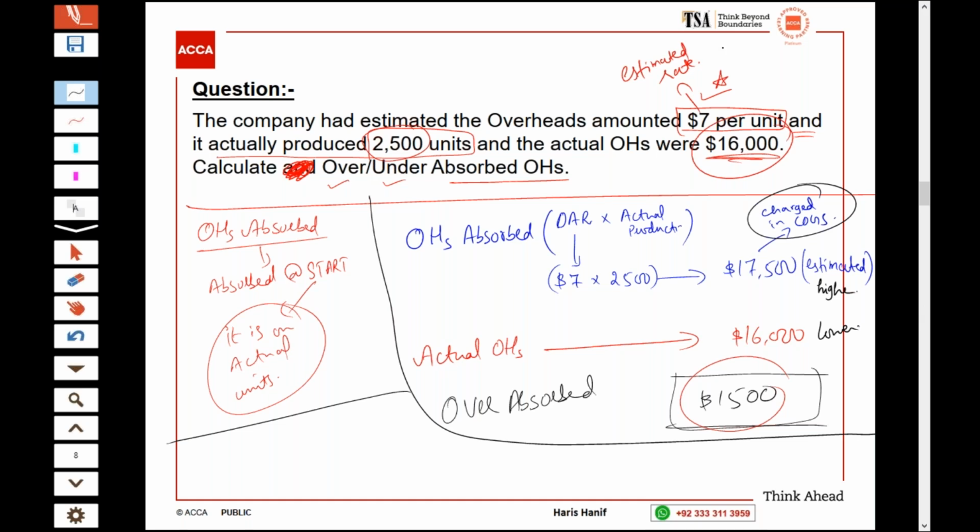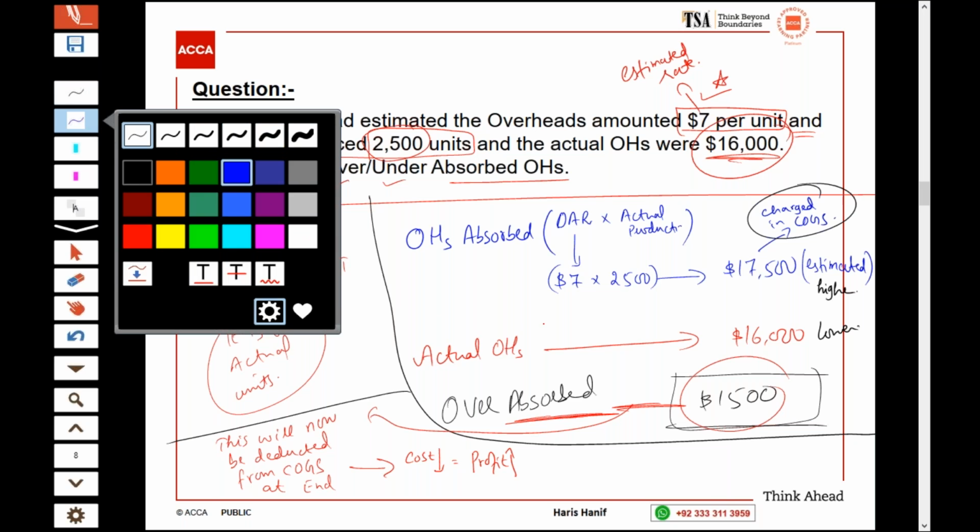Yes, because in the COGS there was a large balance of 1500. Now see this thing very carefully. This 1500 will now be deducted from COGS at the end of the period. So when cost will be low, resulting in profit to be high, that means over absorbed will increase your profit.